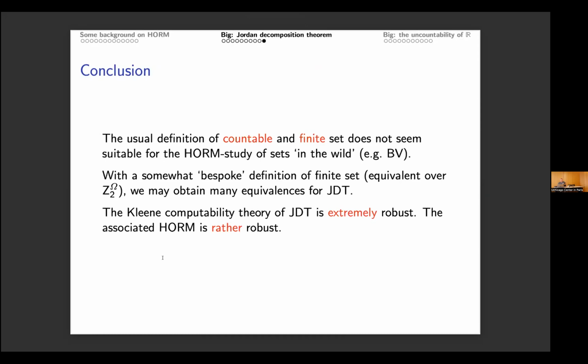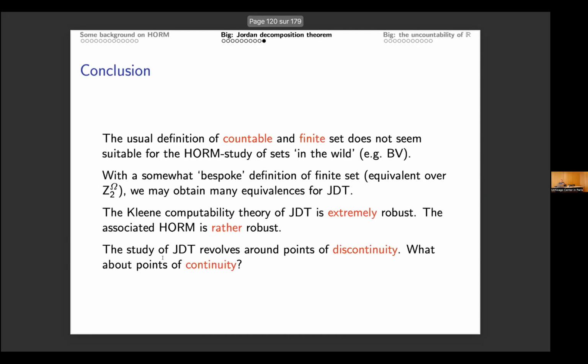We've, of course, studied this first in Kleene's recursion theory, based on S1 to S9. That is extremely robust. The associated higher order reverse math is rather robust. It's not as robust, but it's nice.